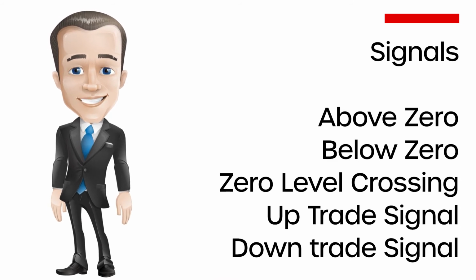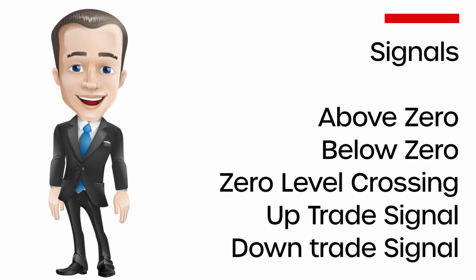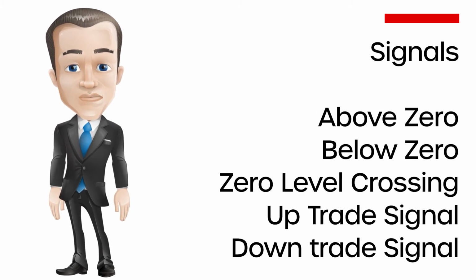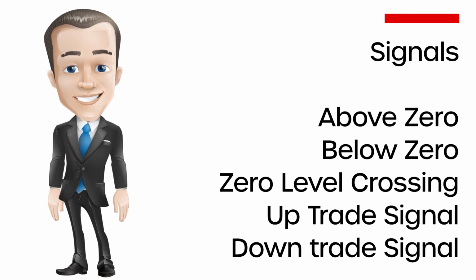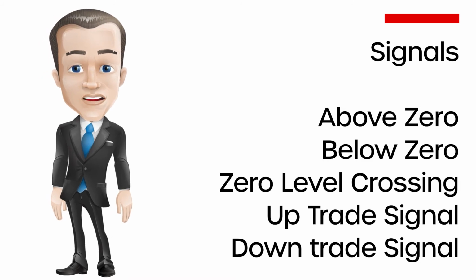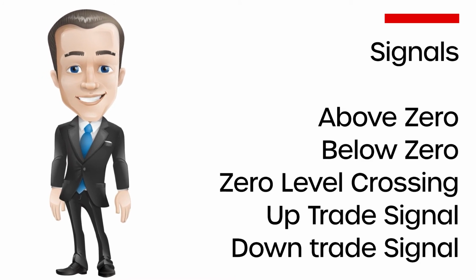When the McClellan indicator is below 0, stock charts are in a declining phase. One of the most common trading strategies is based on a 0 level crossing. When the indicator crosses the 0 line bottom up, that's an up trade signal. When the indicator crosses the 0 level top down, that's a down trading signal.